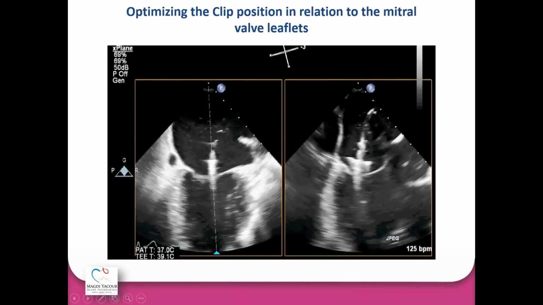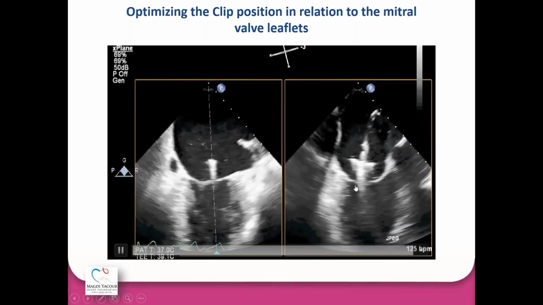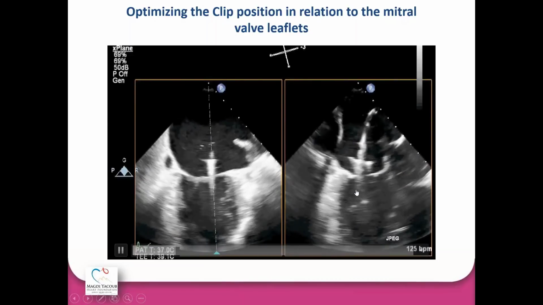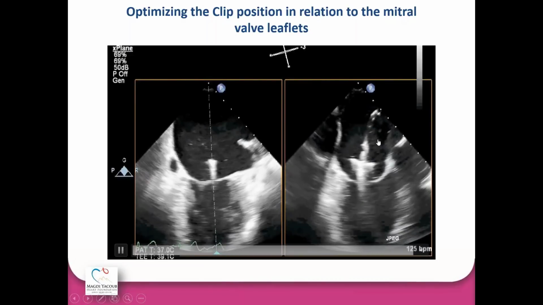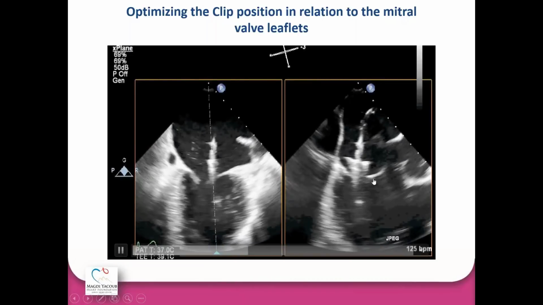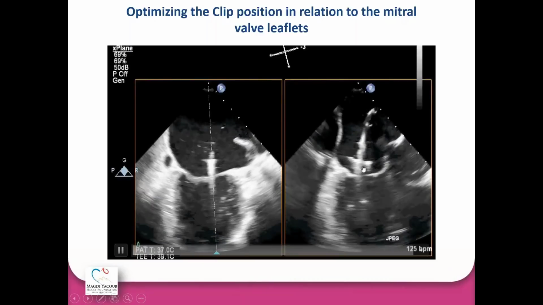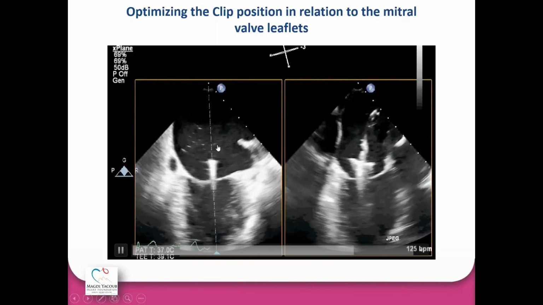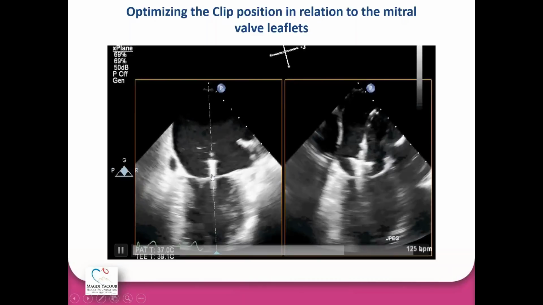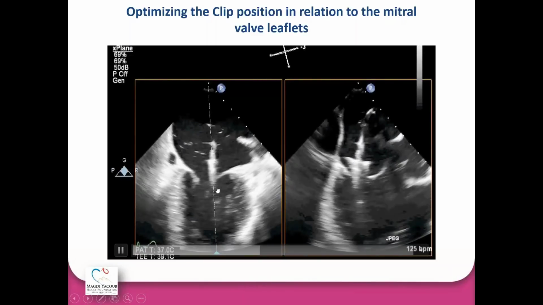And now he will open the arms of the clip, and we have to make sure that the clip is really perpendicular to both leaflets. If you are using 2D only, you have these views to show the long axis view, which will show you the anterior and posterior leaflet, and you have to see both arms of the clip here. And then the commissural view, and in that view, you have to see one side of the clip. That means the clip is really perpendicular.